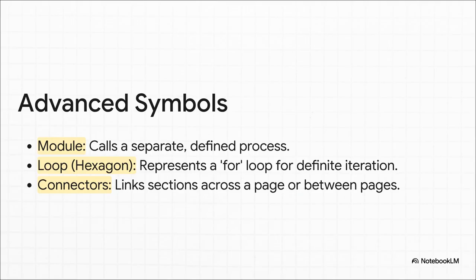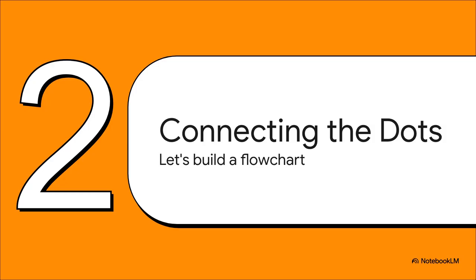That module shape lets you bundle up an entire separate process and just stick it in one box. Super clean. The hexagon is a handy shortcut for any kind of repetitive loop. And connectors, oh man, these are lifesavers for huge charts. They're like little portals that link one part of your page to another, so you don't have this crazy spider web of lines everywhere.